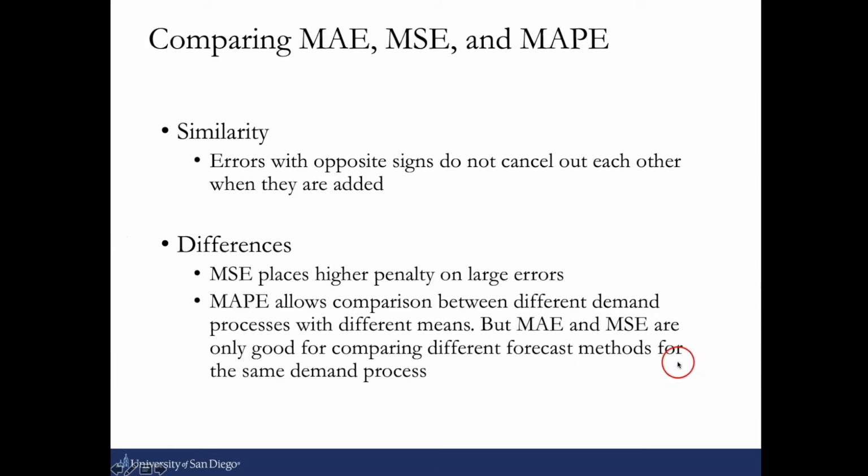So comparing the 3 different methods, the similarity of these methods is that the errors with opposite signs do not cancel out each other when they are added, so that's great. The differences: MSE places higher penalty on large errors due to the squared terms, whereas MAPE allows comparison between different demand processes with different means due to the normalization effect, as we saw in the lecture about the coefficient of variation. Whereas MAE and MSE, they're only good for comparing different forecast methods for the same demand process.